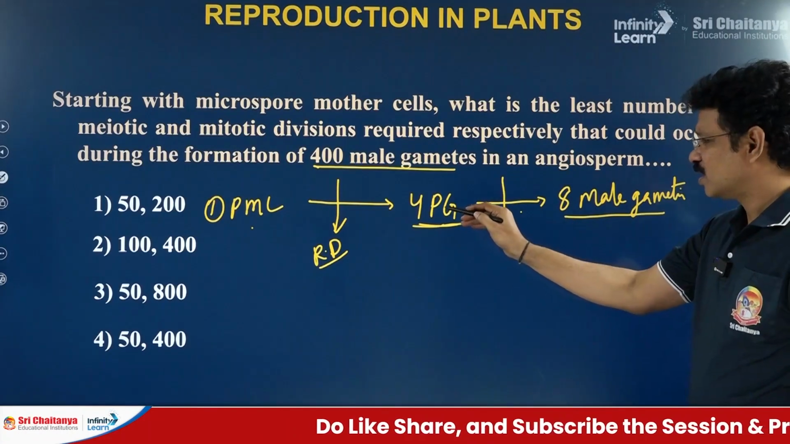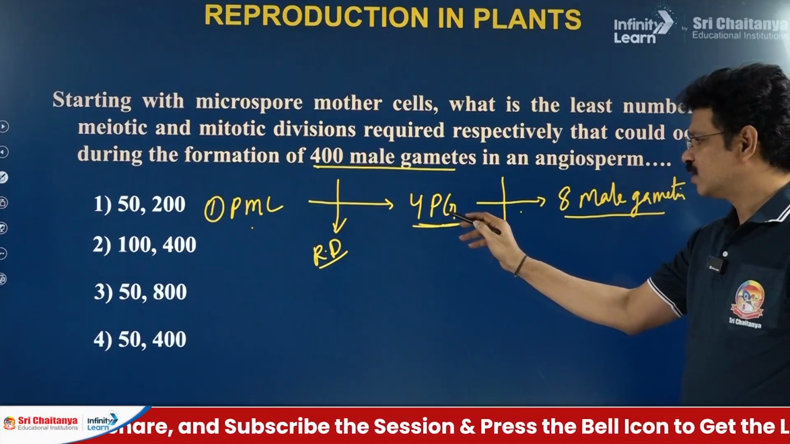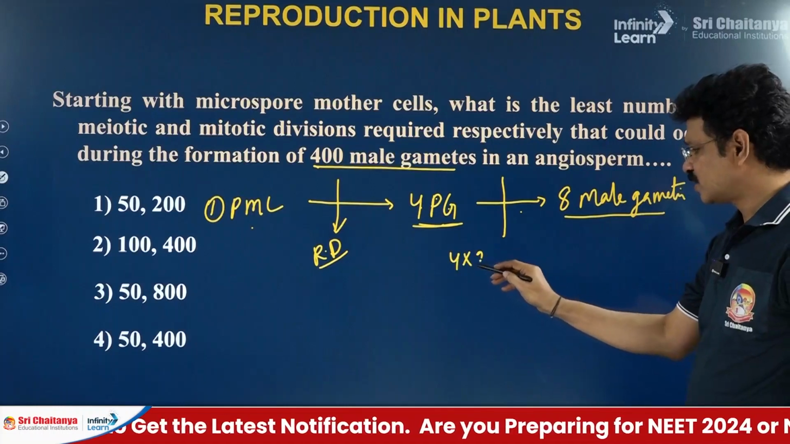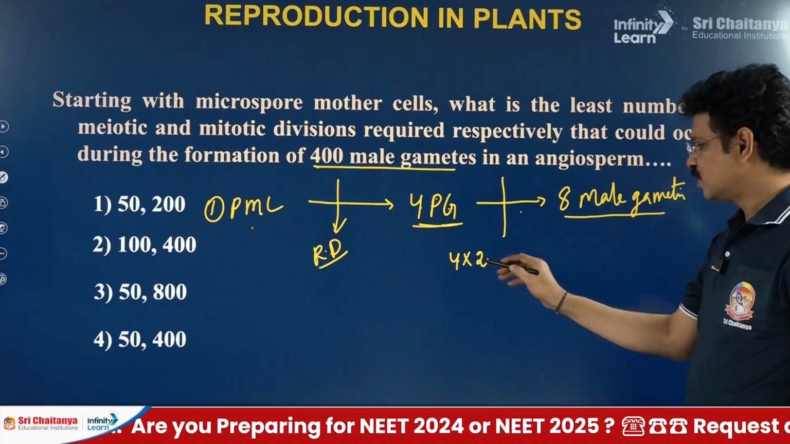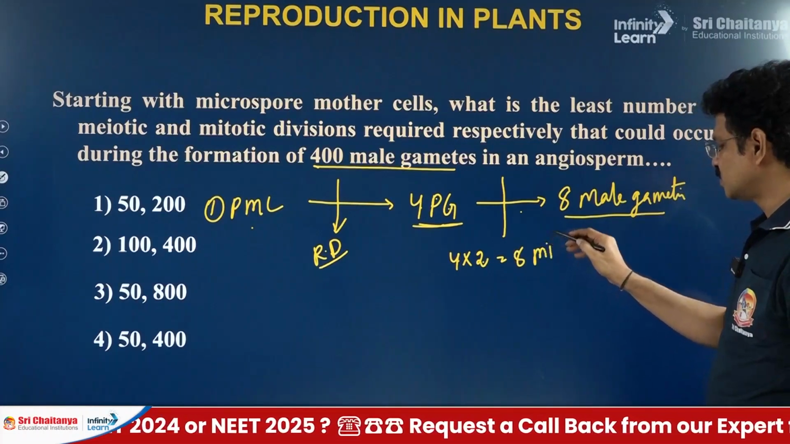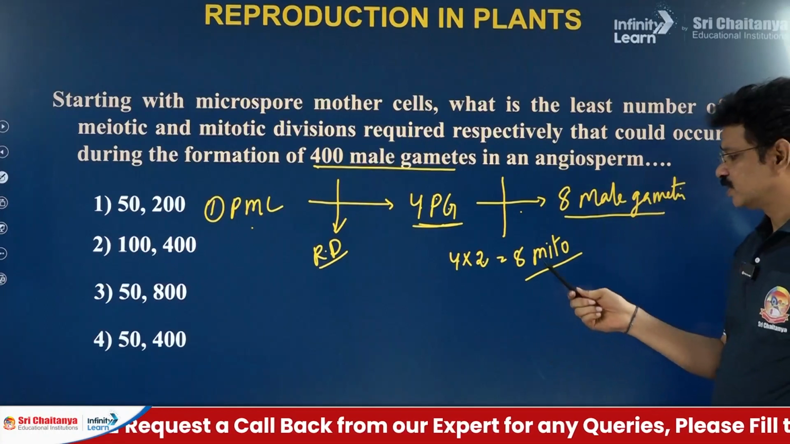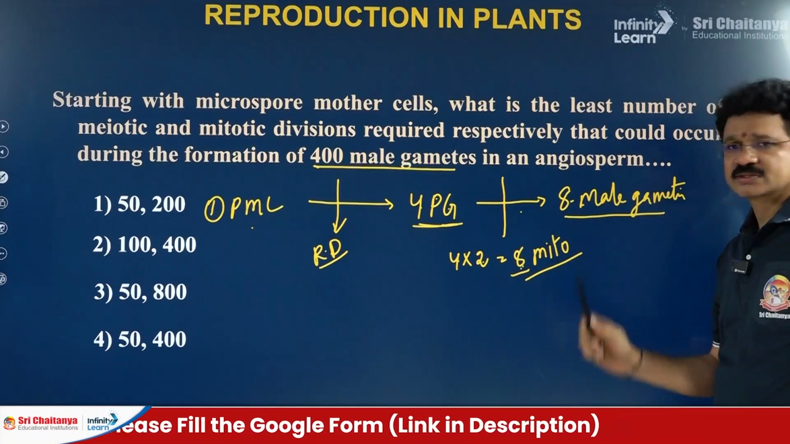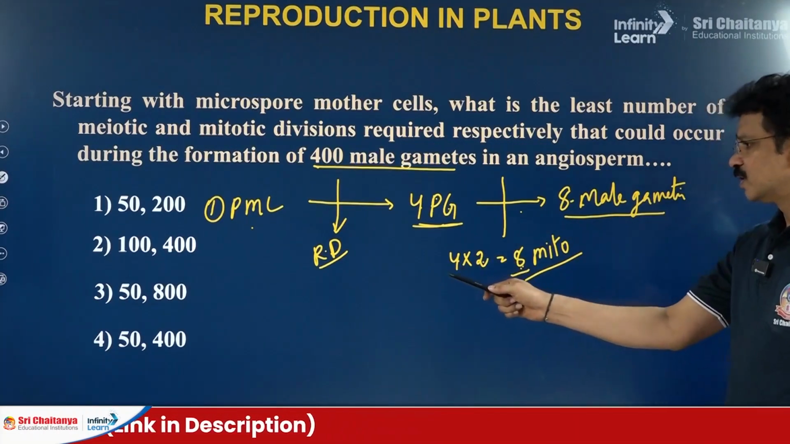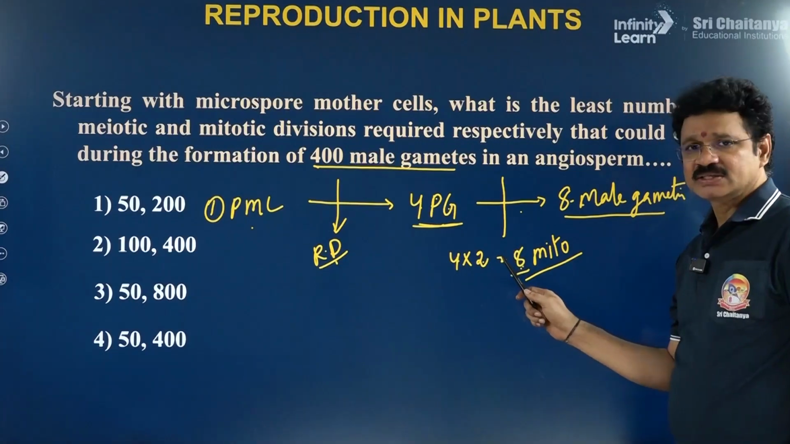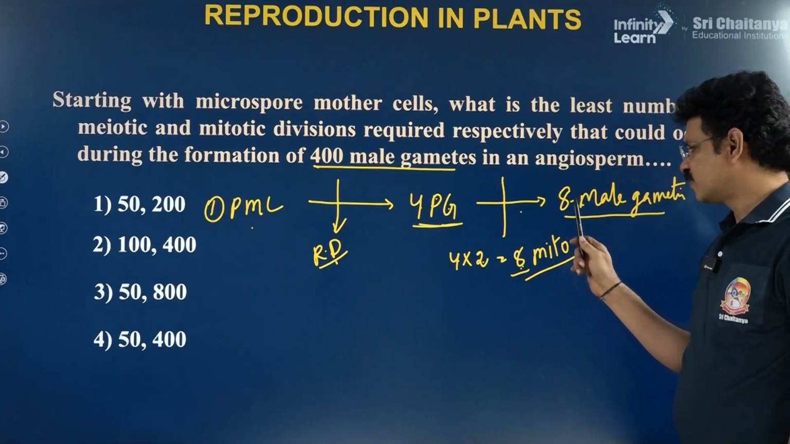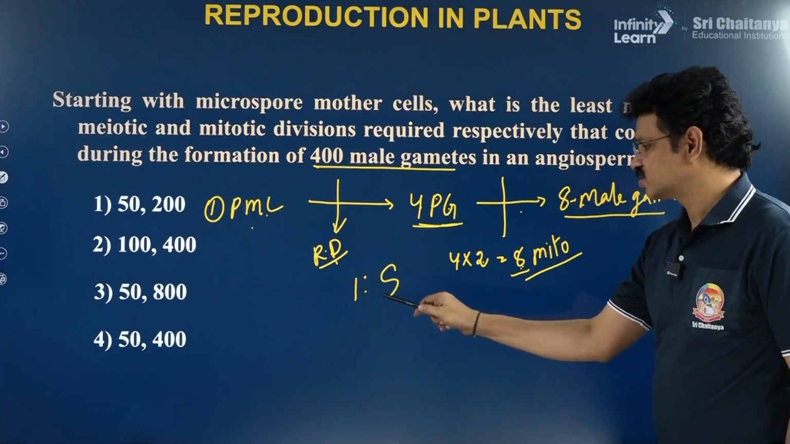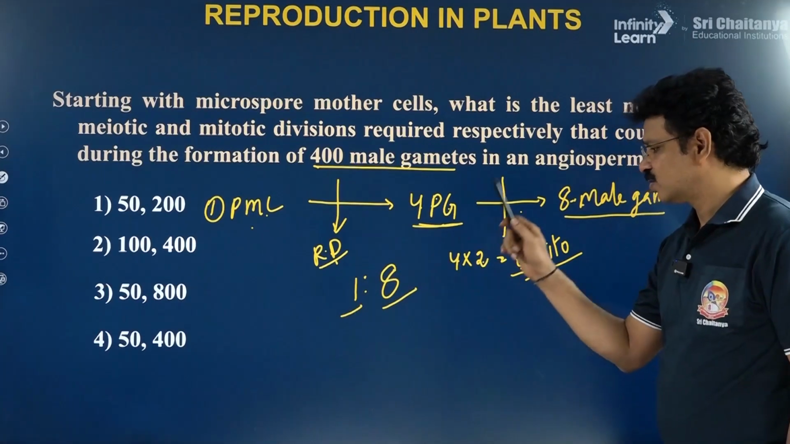1:8. Already earlier you learned the number of mitotic divisions in each pollen grain is 2. So, here the number of pollen grains is 4, and in each pollen grain the number of mitotic divisions is 2. 4 into 2, 8 mitotic divisions. Here one simple thing is there, observe. The number of male gametes is always equal to the number of mitotic cell divisions. Okay. So, what is the ratio of the number of meiotic and mitotic divisions that occur during the development of 8 male gametes from one pollen mother cell? 1:8. 1 meiosis, 8 mitotic cell divisions.